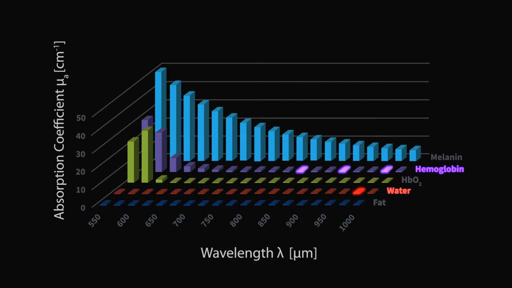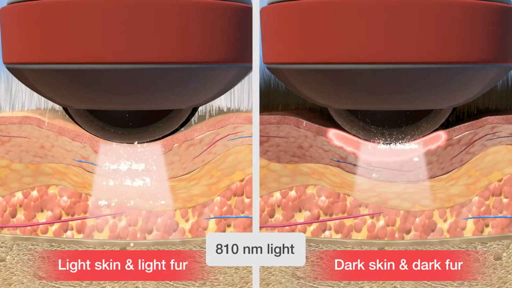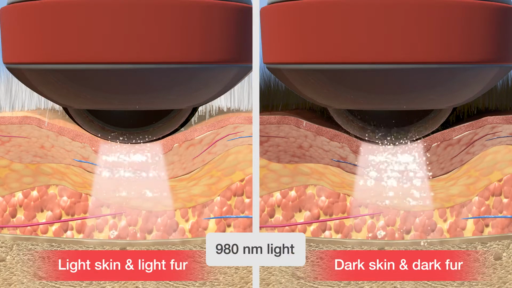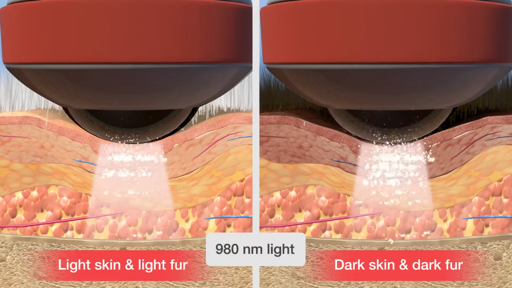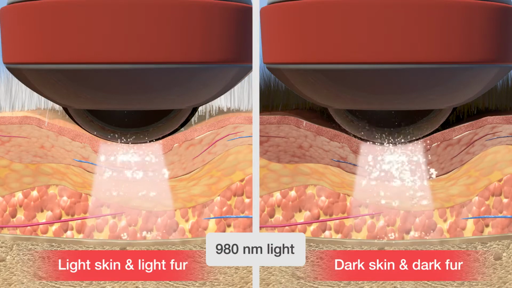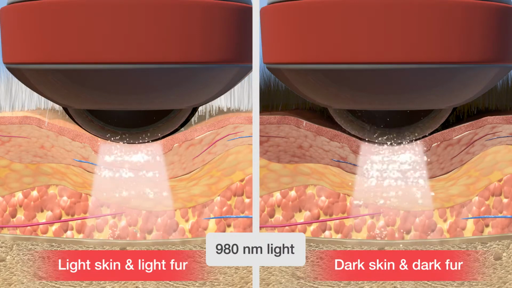The primary chromophore that acts as a barrier to light penetration to deeper tissue layers, however, is melanin. Melanin has 2 times greater absorption at 810 nanometers than at 980 nanometers. Thus, when treating through dark hair or dark skin with high melanin concentration, it's more efficient to do so at 980 nanometers.